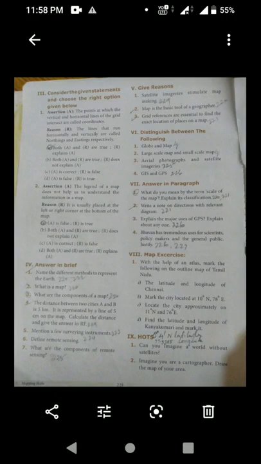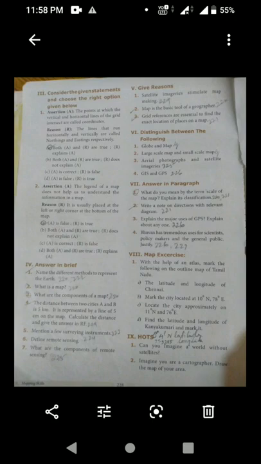Page number 221. Under the heading grid system, the location of a place can be simply defined by its latitude and longitude. In normal practice, latitude is stated first and then comes the longitude. The latitude and longitude of a place can be expressed in units of degrees, minutes and seconds. That's all. That is Roman number 5, question number 3.